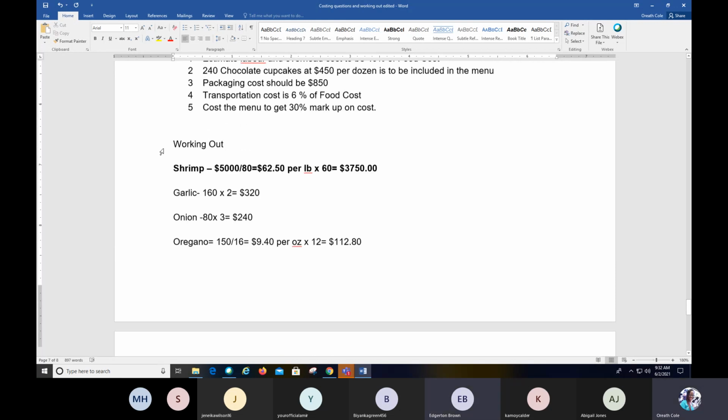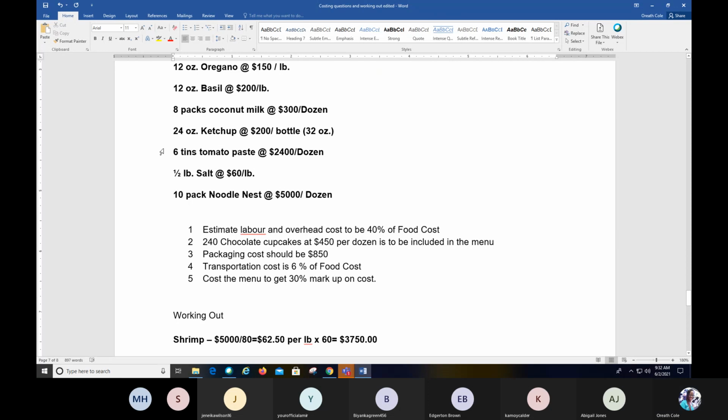All right, so look at the next one now. Coconut milk. What are we going to find out first?